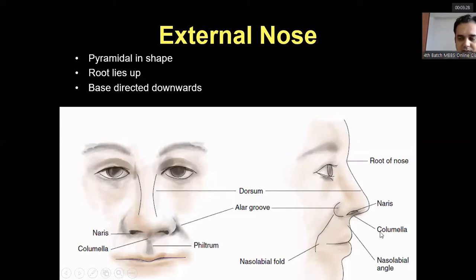Between the two nares there is the columella, and this is the nasolabial angle. This prominent part is the dorsum, and this part is called the alar groove. And this is the philtrum, the part between the moustaches, just below the columella.